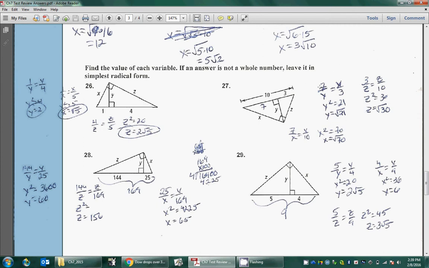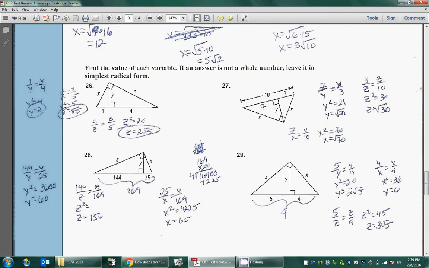Could have also set up the proportion. That works. Z is touching the 3. It's also touching this whole side of 10. You notice it has nothing to do with the 7. 7 is way on the other side. Okay? So Z is touching the 3 and the whole thing of 10.